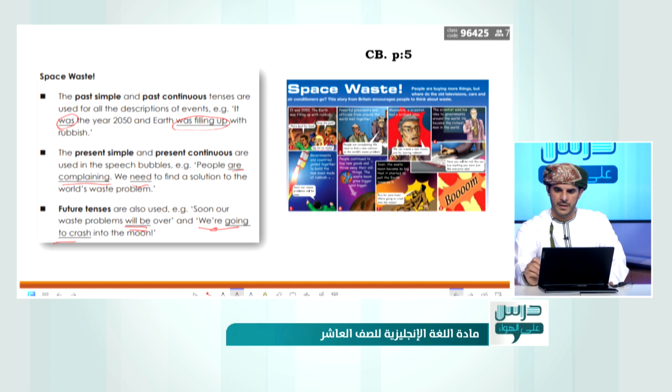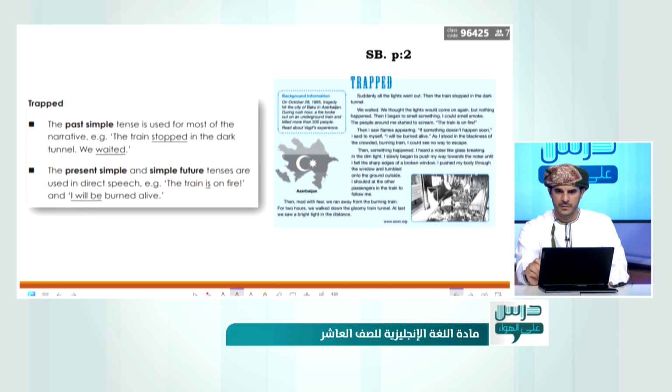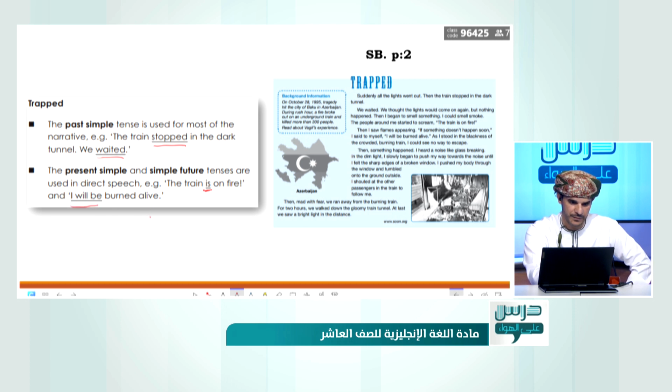So let's go to the third story. Let's see the past tense here. Most of the narrative used past simple here, like the train stopped in the dark. We waited, past simple. The present simple and simple future tenses are used in direct speech. The train is on fire. The train is on fire and I will be burned alive.